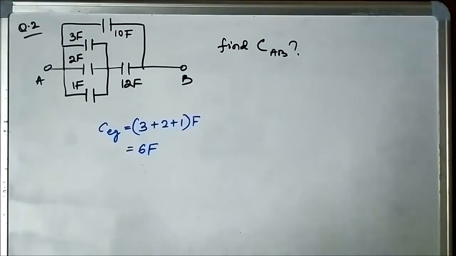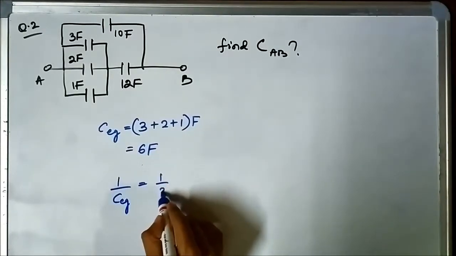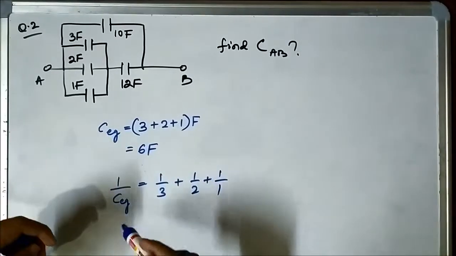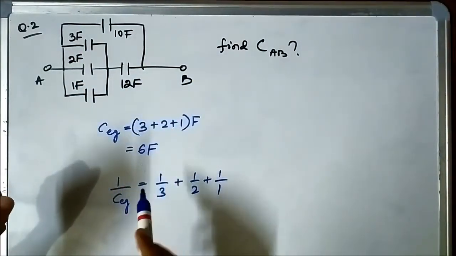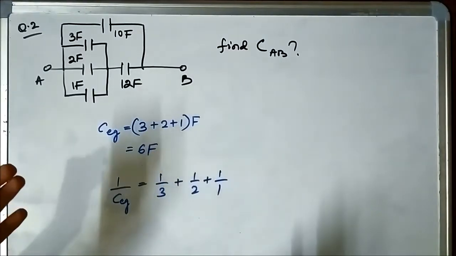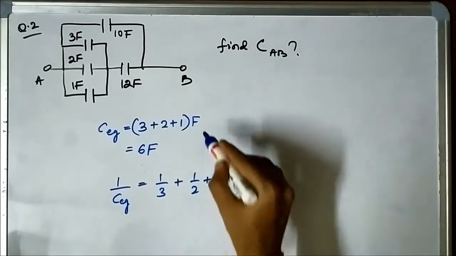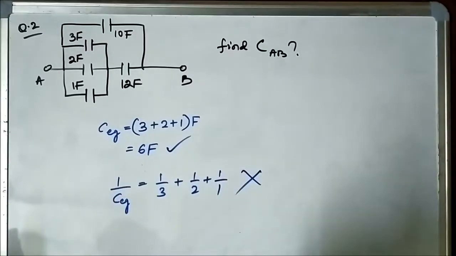Now, for a beginner student, most of the beginner students make a mistake: they calculate 1 by C equivalent is equal to 1 by 3 plus 1 by 2 plus 1 by 1. They do that because they think that these three capacitors are connected in parallel, so the equivalent capacitance will be calculated in the same way we calculate equivalent inductance and equivalent resistance. But this is wrong, because in capacitance it is the opposite to that of resistance and inductance.